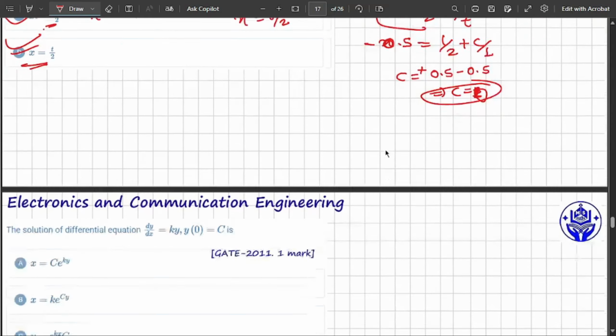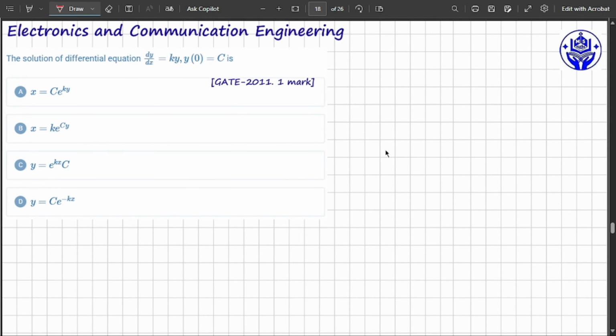Okay, next one. The next question is related to the solution of a differential equation. It is a simple first order linear differential equation. Whenever you have this kind of differential equation, remember the solution is like this: dy by dx, and if it is a differential equation of the form dy by dx equals ky, then the solution is nothing but y0 e to the power of ky. So it is c e to the power of ky. So this one may be the answer for this?